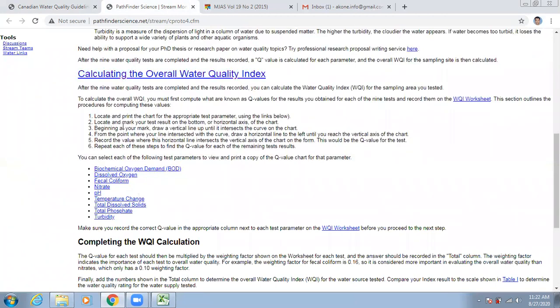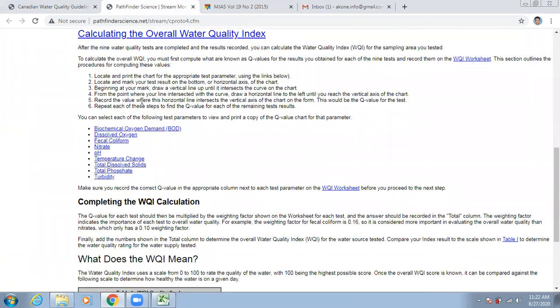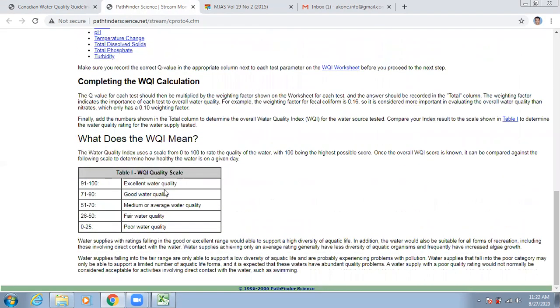For this one, first you need to analyze the water quality in terms of all these parameters. After that, here you can see, if the range of water quality is up to 25, then it is poor water quality; a range from 26 to 50 is fair water quality; a range of 51 to 70 is medium or average water quality; and if it ranges from 71 to 90, then it is good water quality.